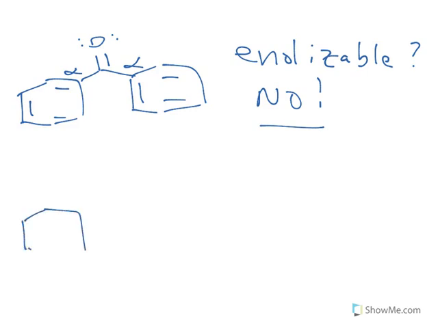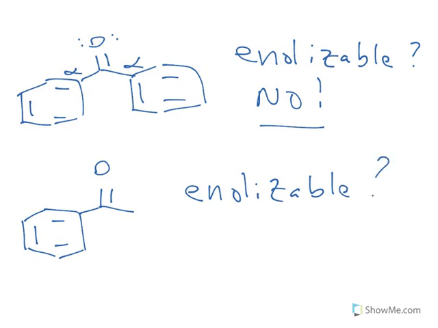What about acetophenone? Is this enolizable? We take a look at the two alpha positions, and the answer is yes. This alpha does not have a proton at the alpha position. However, this one does. We actually have 3 hydrogens there that are enolizable. So we could enolize acetophenone, but not benzophenone.